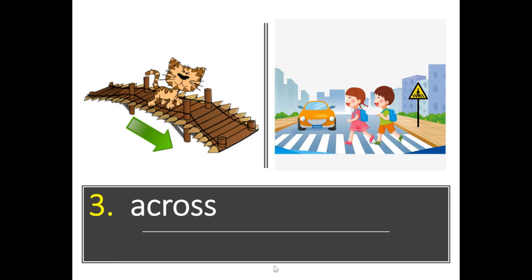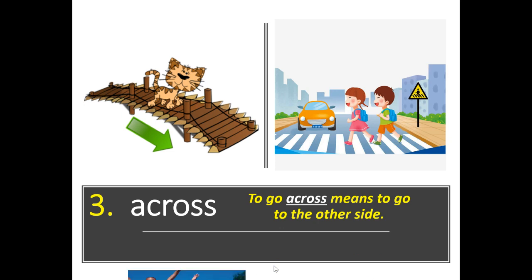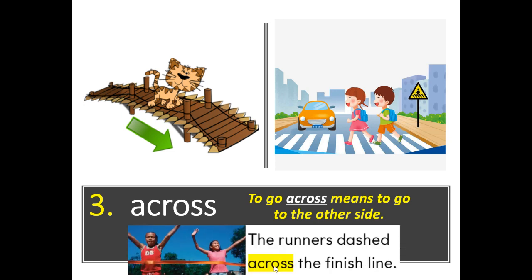Oh, it is across. To go across means to go to the other side, across. The runners dashed across the finish line. How do I use it? The post office is across from the bank. What is across the street from your school?